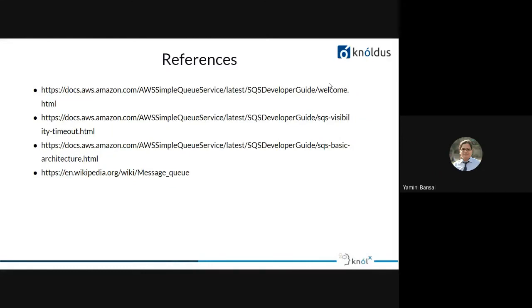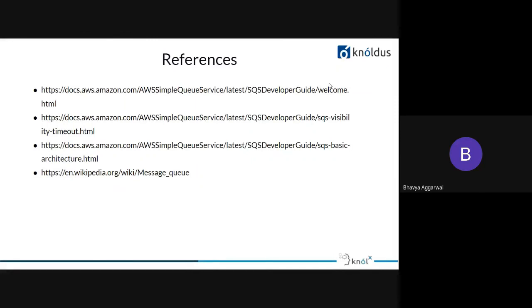SNS has more functions than SQS, because it gets to know the data, that if this data is coming, I need to put it into this channel or this topic. Whereas SQS does not have this. It's just a queue data structure. So basically, SQS is a simple queue.